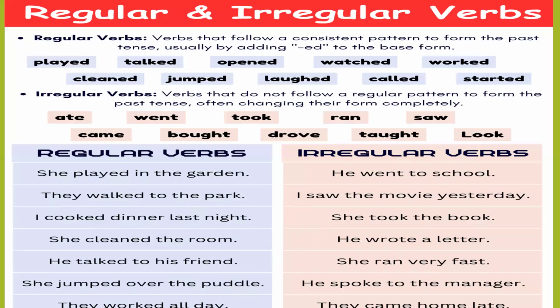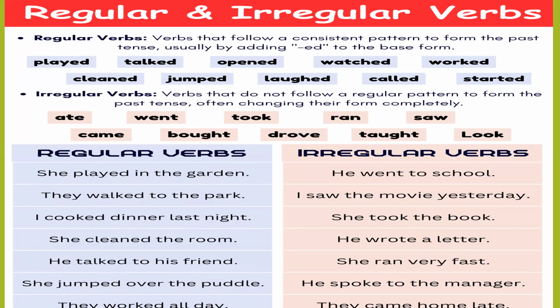Regular verb examples are given: played, talked, opened, watched, worked, cleaned, jumped, laughed, called, started. These are verbs formed by adding the ed suffix to the base form. Irregular verbs do not follow a regular pattern to form the past tense, often changing their form completely. So examples are given for regular and irregular verbs.